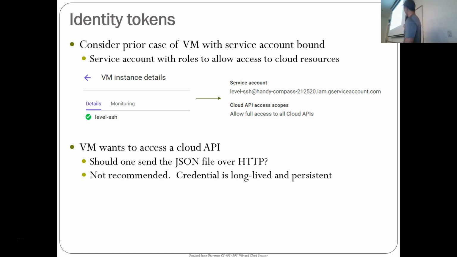So this is not recommended. You have a JSON file there, but you don't want to actually use that long-lived JSON file to do any sort of signing long-term. Typically what is done is an ephemeral authentication. Because this credential is meant to be long-lived and persistent, there is this notion of using an identity token, a shorter-lived credential that will expire much more quickly than the service account key.